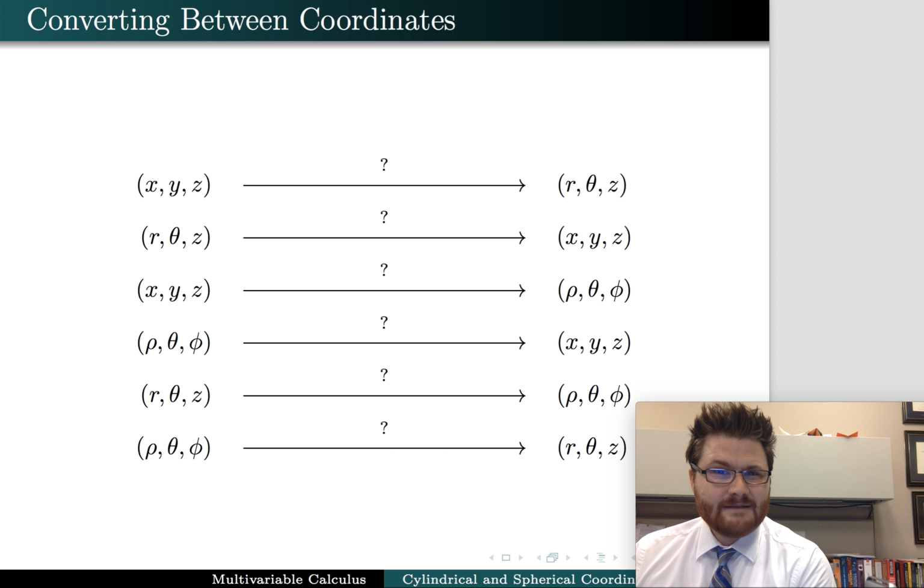And then what I'd like to leave you with is seeing if we can figure out how to convert between different coordinate systems. So if you know the rectangular coordinates, can you figure out the cylindrical coordinates and vice versa? If you've got rectangular coordinates, can you figure out the spherical coordinates and vice versa? And if you've got cylindrical, can you figure out spherical, and so on. So think about these, and we'll talk about this in class.